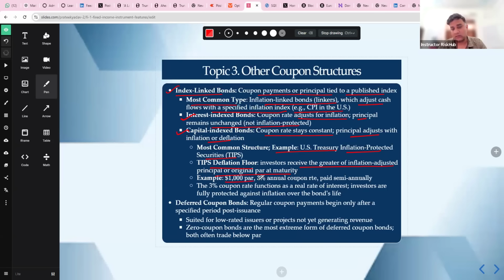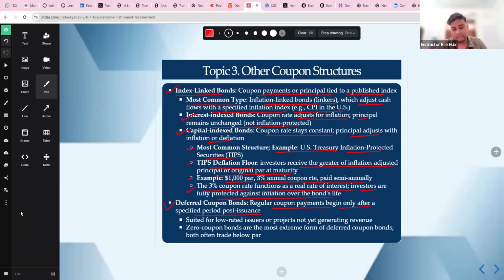For example, $1,000 par, 3% annual coupon rate paid semi-annually. The 3% coupon rate functions as a real rate of interest. Investors are fully protected against inflation over the bond's life, right? Now, the other point here is, please keep in mind the coupon rate is real and principal adjusts with inflation, right? Then we have deferred coupon bonds, where regular coupon payments begin only after a specified period post-issuance.